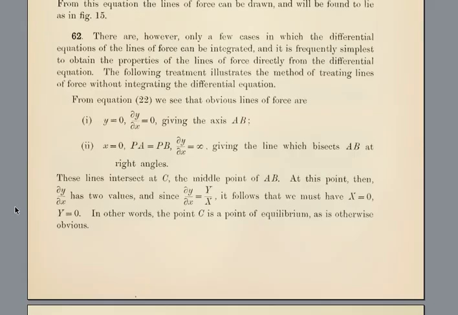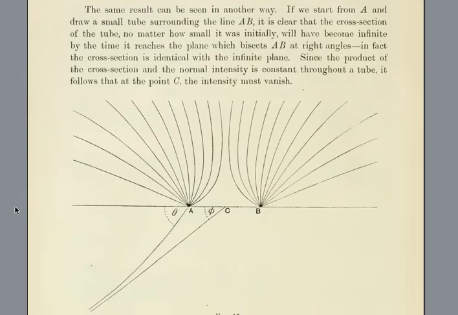From the equation of the field, we see that obvious lines of force are first y equals 0, giving the axis AB, and second, x equals 0, where the distances to the charges E1 and E2 are equal, giving the line which bisects the segment AB at right angles. These lines intersect at C, the middle point of AB.